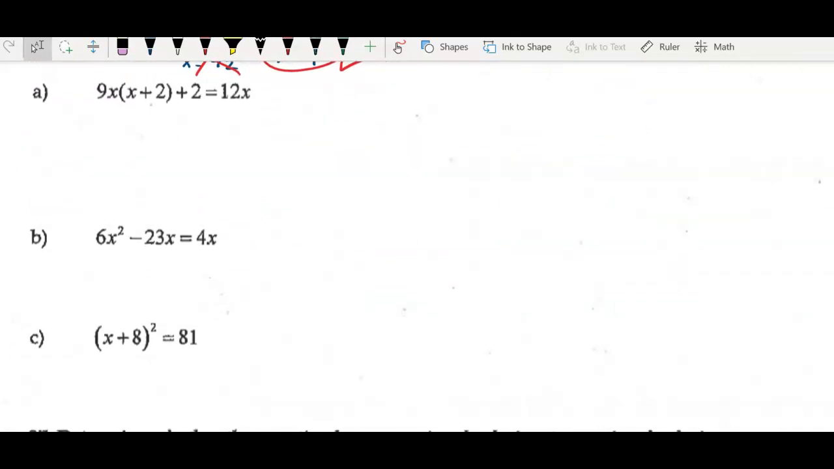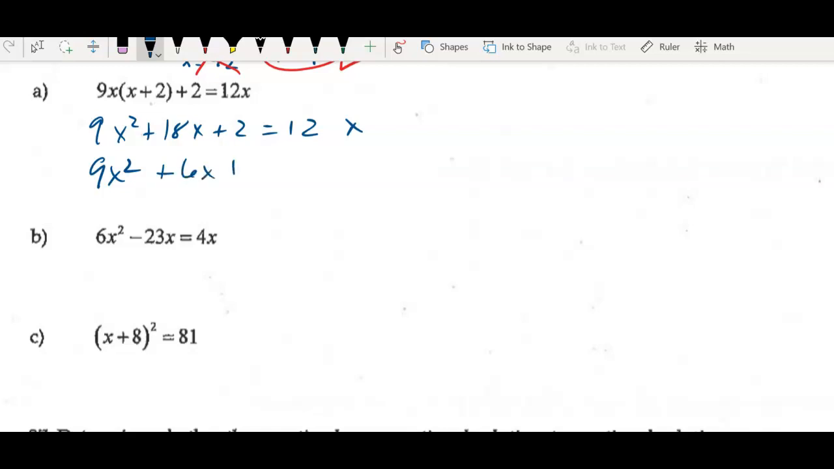All right, A. These are just solving equations, just more practice. They're going to get you quadratics. Right? You got to set equal to 0. It's a quadratic. Subtract the 12 from the 18 and it's going to give you 9x squared plus 6x plus 2 equals 0. Okay, this one is not going to factor. You can try all you want. Your A is 9, your B is 6, your C is 2, and it's negative B. You got to use the quadratic equation.